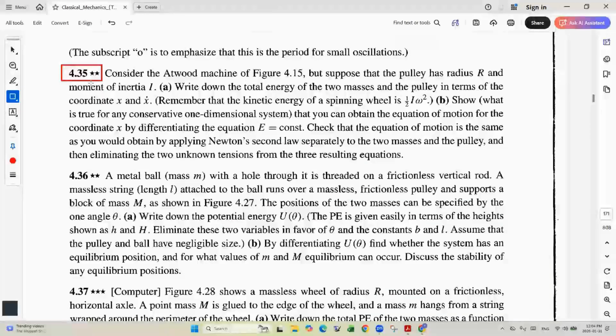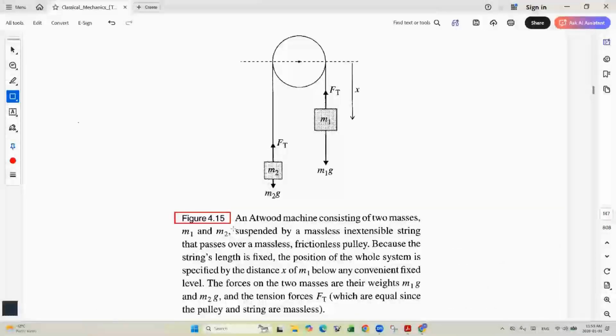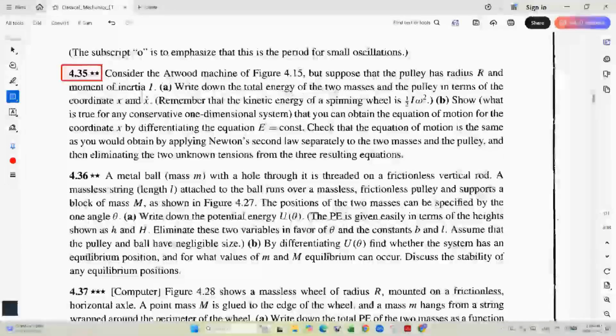Problem 4.35. Consider the Atwood machine of this figure. But suppose that the pulley has radius r and a moment of inertia I. Write down the total energy of the two masses and the pulley in terms of the coordinate x and x dot.